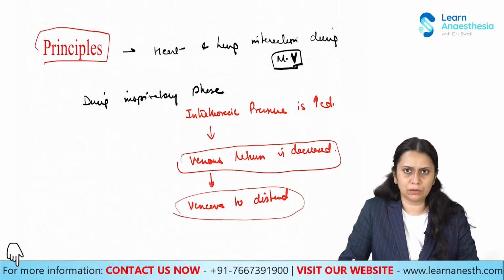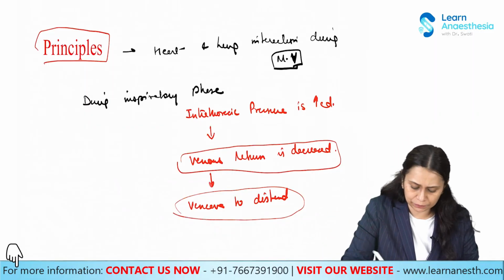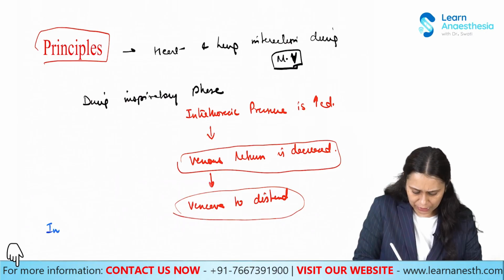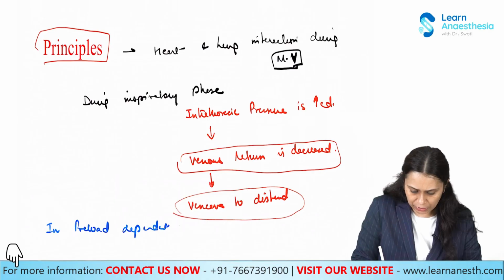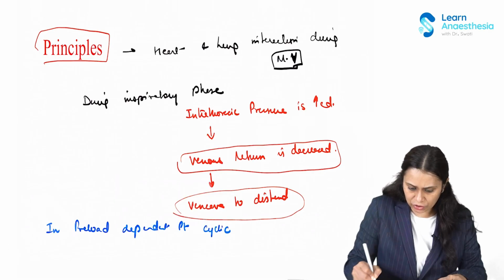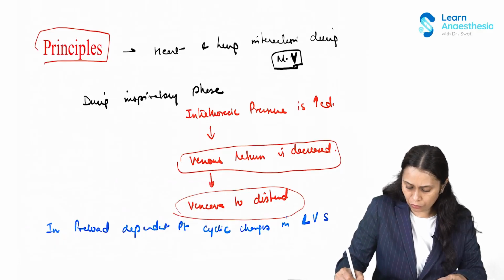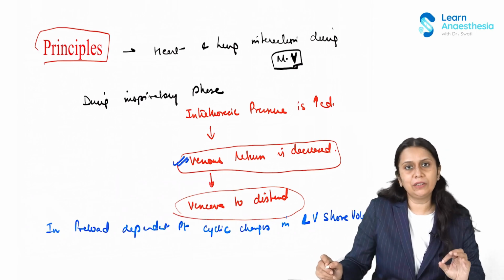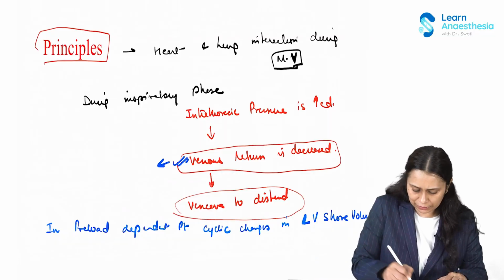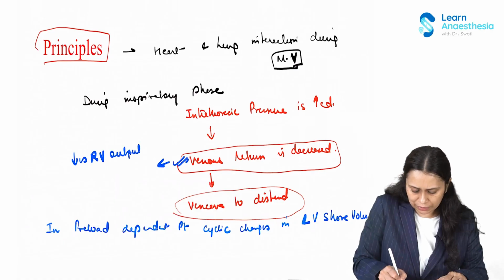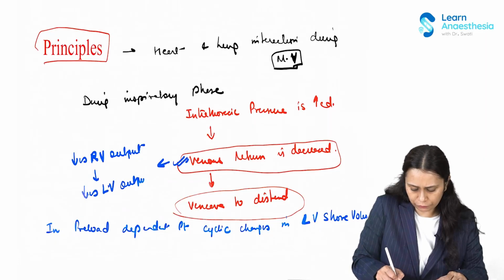In a preload dependent patient, what will happen? In a preload dependent patient, there would be cyclic changes in left ventricle stroke volume. As I said, the venous return decreases. When the venous return decreases, this will decrease the right ventricle output, and ultimately this decrease in right ventricle output would decrease the left ventricle output over a few cycles.